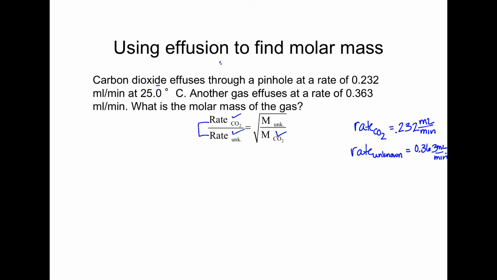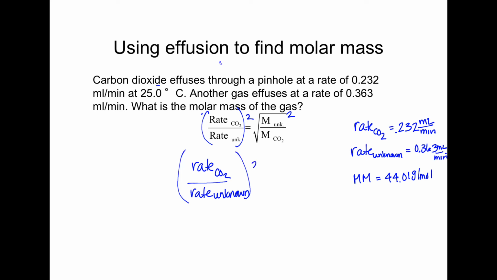I can find out the mass of carbon dioxide because I know the molar mass of carbon dioxide is 1 carbon and 2 oxygens, and that comes out to be 44.01 grams per mole. So I have everything that I need to find the molar mass of my unknown. The next thing that I'm going to do is rearrange this equation so that I get the mass of the unknown on one side, and everything else on the other. So I'm just going to square both sides to get rid of that square root. Okay, and then I want to get rid of this mass of CO2, so I'm going to multiply, so those cancel out, and that'll go over there.